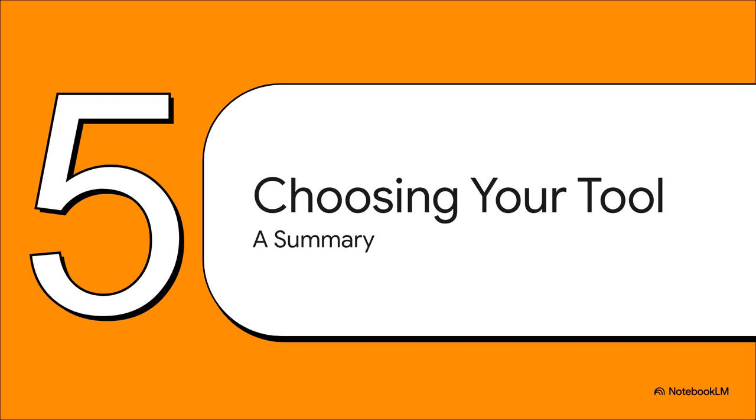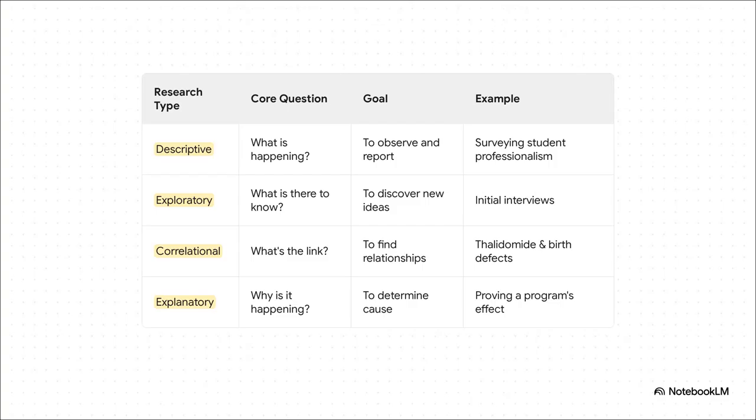Okay, so let's do a quick recap and pull all 4 of these powerful tools together. So here you can see how it all fits together. You've got descriptive asking what is happening, exploratory asking what's out there, correlational asking what's the link, and finally explanatory asking why is it happening. You can really see the progression here. A lot of times knowledge is built step by step, moving right through these stages.